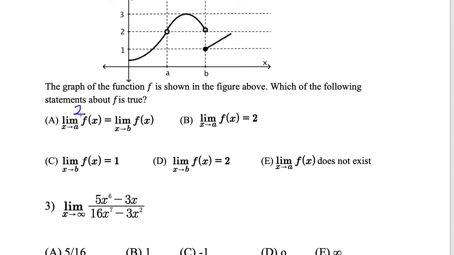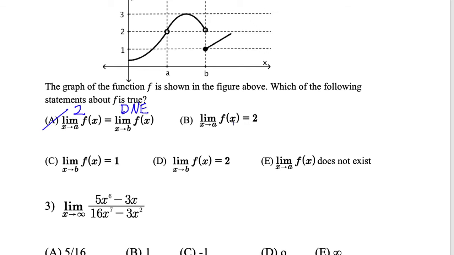If they're different numbers, it would be D and E. Okay, let's check out this one. Limit of f of x as x approaches b from both sides. So from the right, I have 1. From the left, I have 2. Since those are 2 different values, that one is D and E. 2 cannot equal D and E.